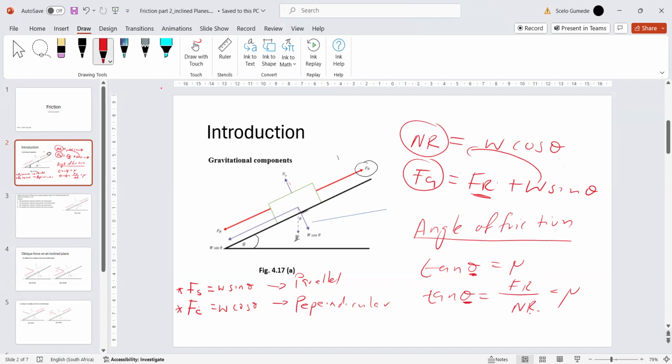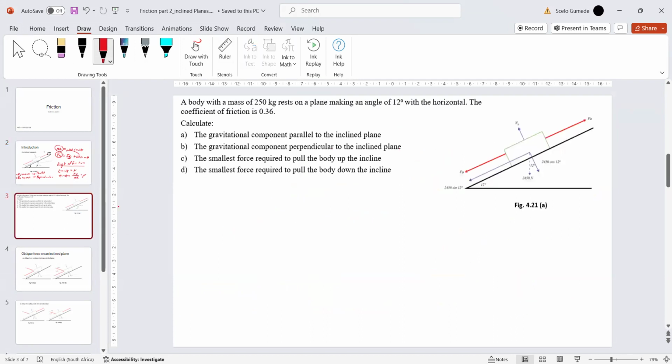We're going to have a little bit of calculations here to do. Now, here's our problem and the diagram that corresponds with the problem. A body with a mass of 250 kilograms rests on a plane, making an angle of 12 degrees to the horizontal. Here's the 12 degrees. And the coefficient of friction is 0.36.